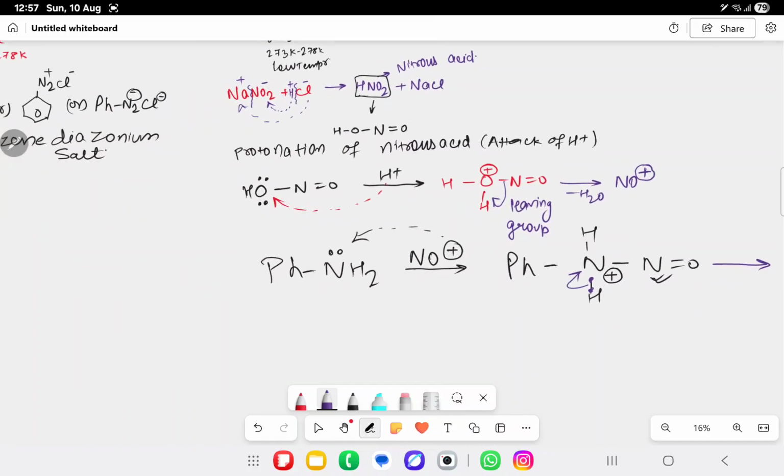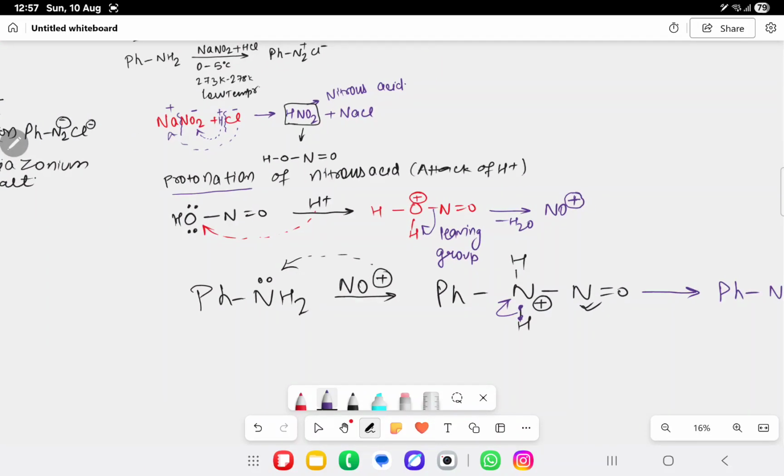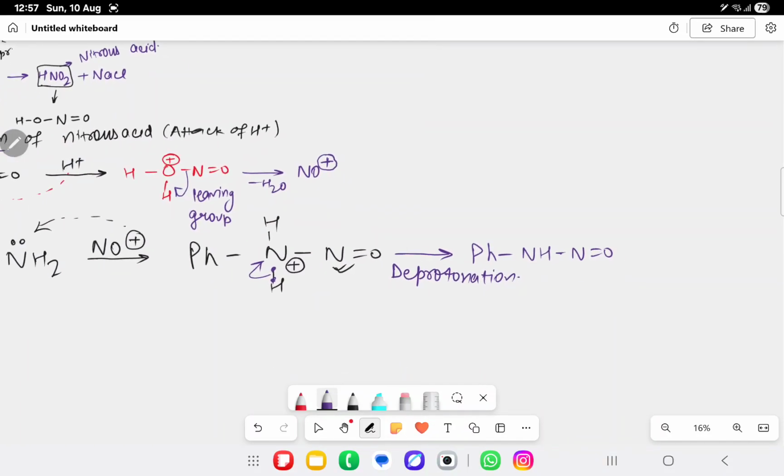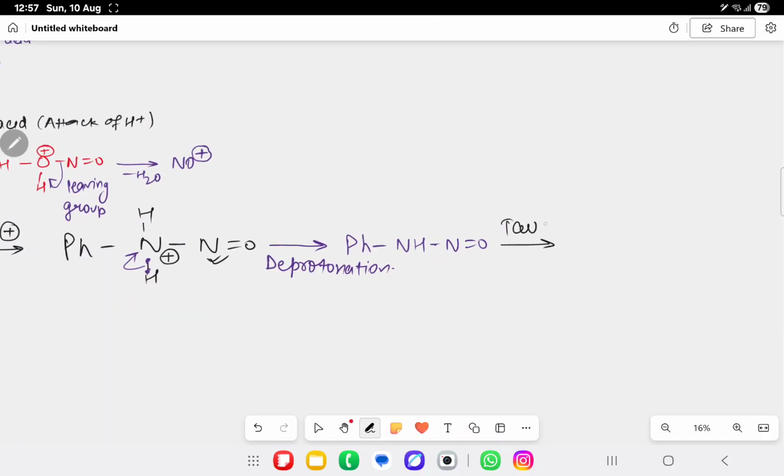First you have done protonation over here, and in this step you are doing deprotonation. It means addition of hydrogen, and then you have done removal of hydrogen also. Now from here you will do tautomerism. What is the condition for tautomerism?